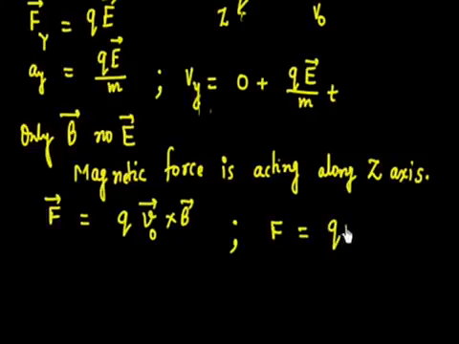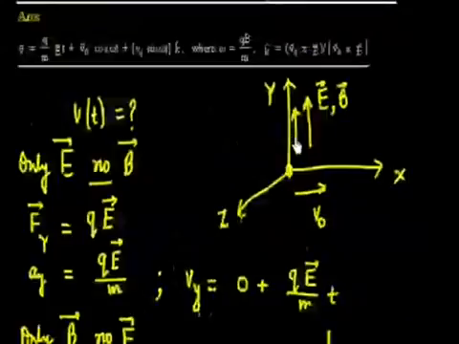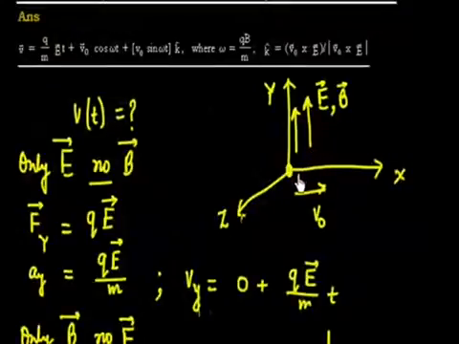F equals Q V B, and V is basically V naught, and this is acting along the positive z direction, along the z axis. Now you see what will happen with this force. This particle will come this side, and if you don't have any electric field, only a magnetic field, then what will it do?